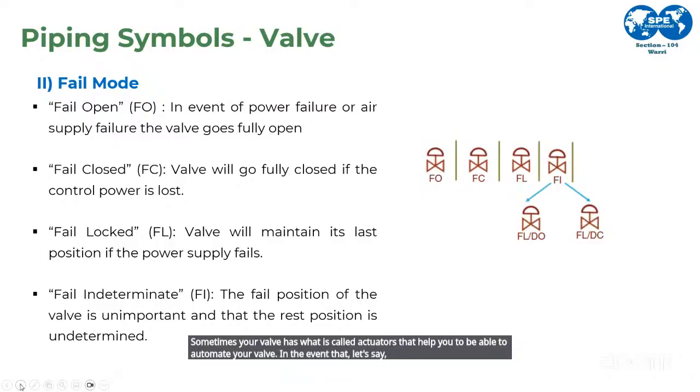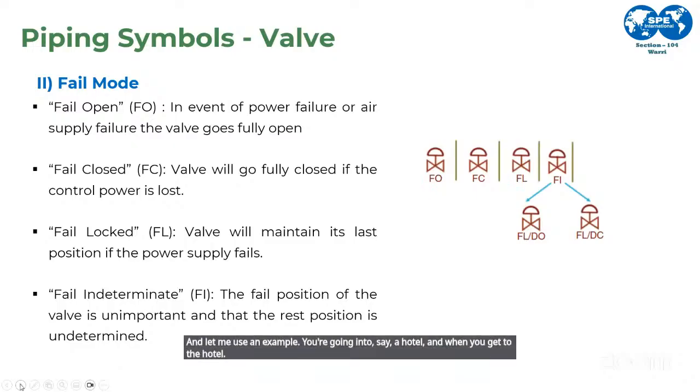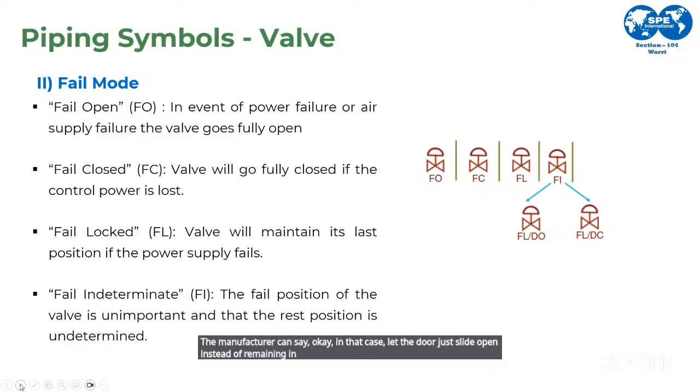Let me use an example. You're going into, say, a hotel, and when you get to the hotel, the door just opens of its own accord because there's a sensor that is able to sense that someone is moving towards the door. Now, they can design that door in such a way that in the event of loss of power, right, NEPA decides to NEPA and power goes off, the manufacturer can say, okay, in that case, let the door just slide open instead of remaining in a shut position. So in that kind of scenario, we can say the failure mode of that door is fail open, right?